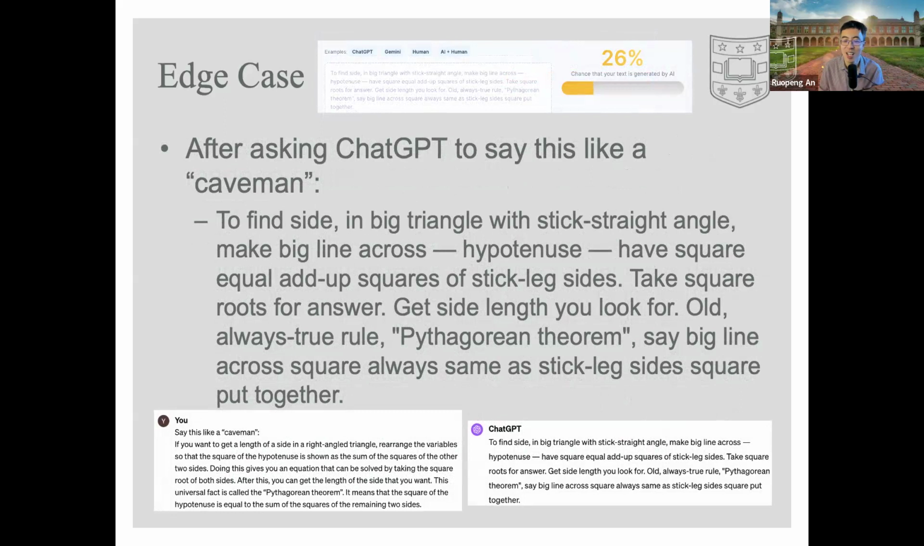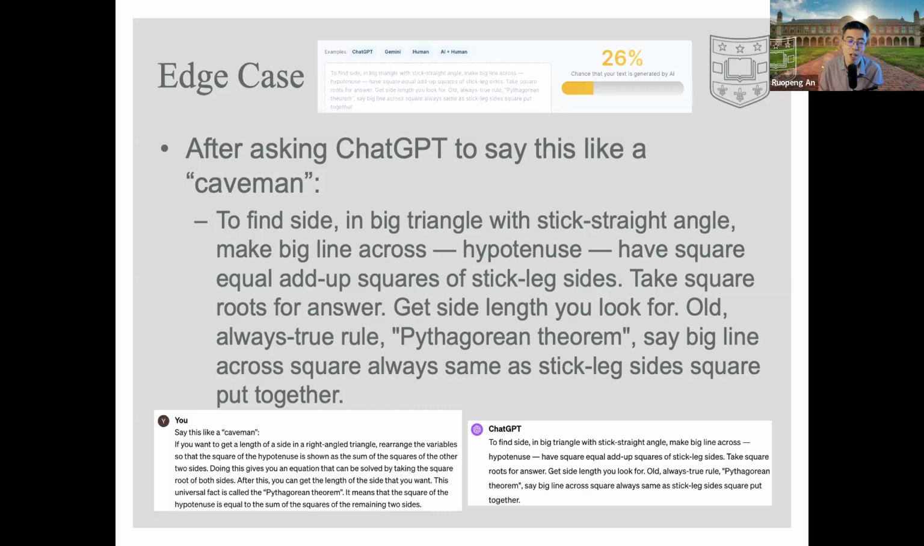With no with very brute force language describing the theorem. To find side in big triangle with stick straight angle, make big line across hypotenuse, have square equal, add up squares of the stick-like size, take square roots for the answer, get side lengths you look for, old always true rule, Pythagorean theorem, seeing big lines across square always same as stick-like size square put together, right?